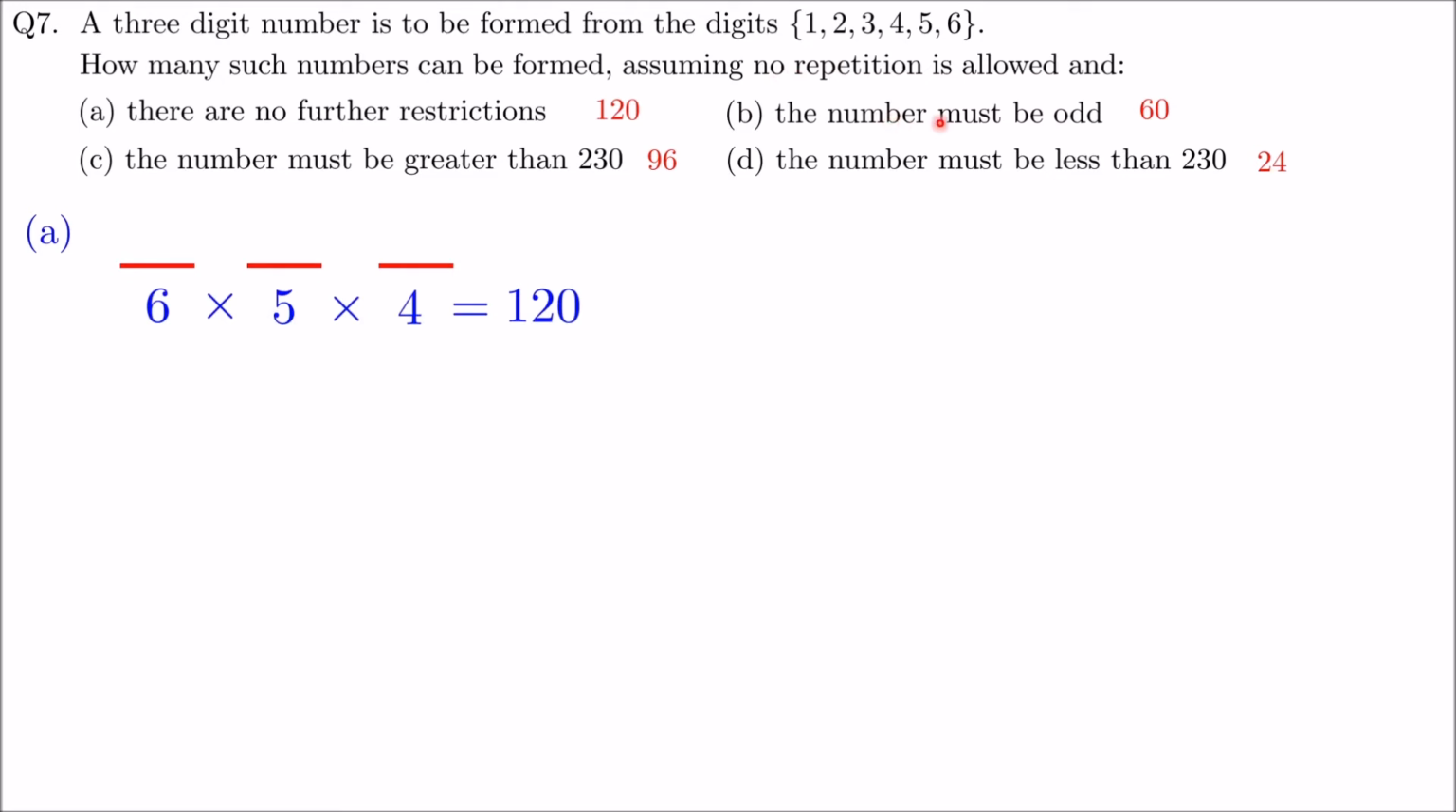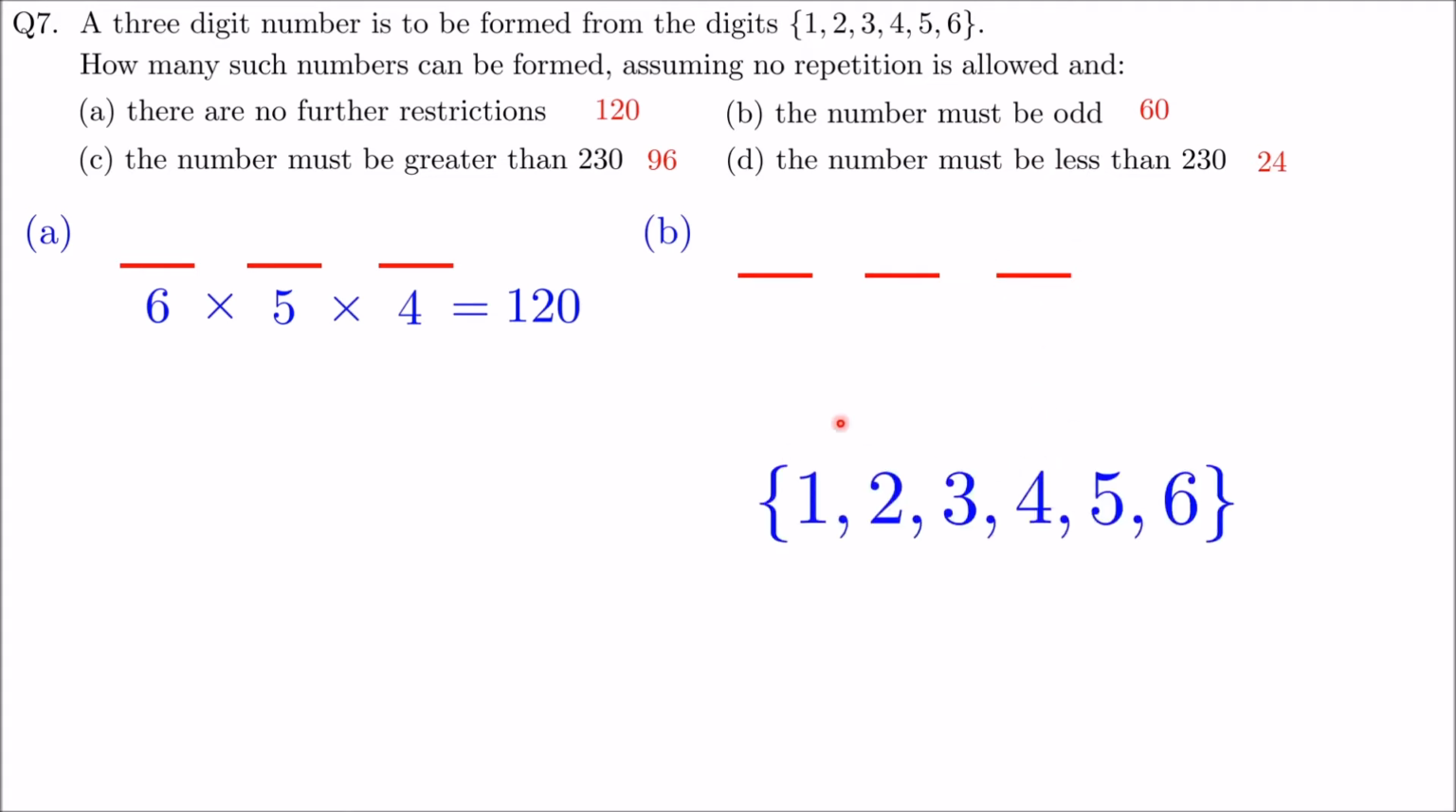Now part B. We want to ensure that the number has to be odd. Here's our 3-digit number. What makes a number odd is just whether or not the last digit is odd or even. That's what controls whether the overall number is even or odd. So if you want to ensure the number is odd, just focus on the last digit initially. Let's build this last digit. You've got 6 available choices, and 3 of them make this last digit odd. So there are 3 options there.